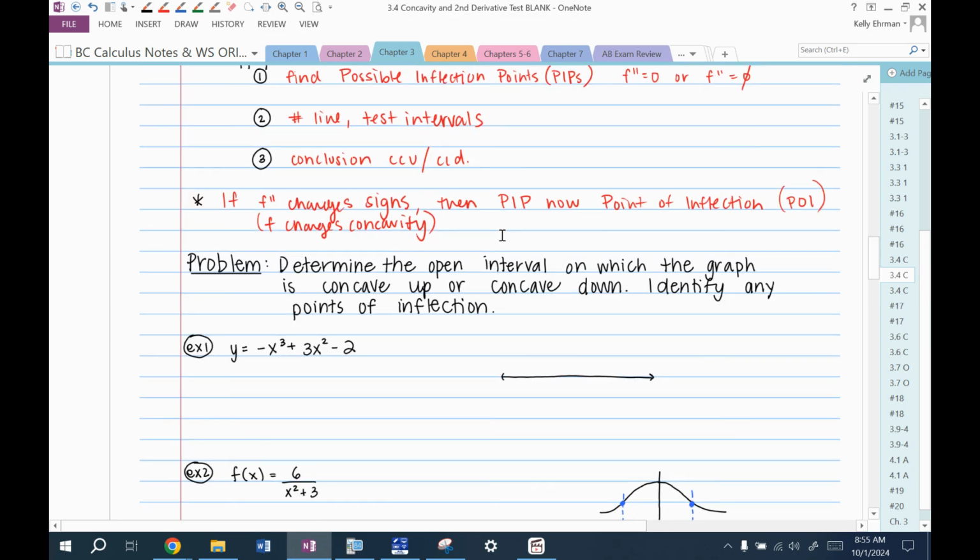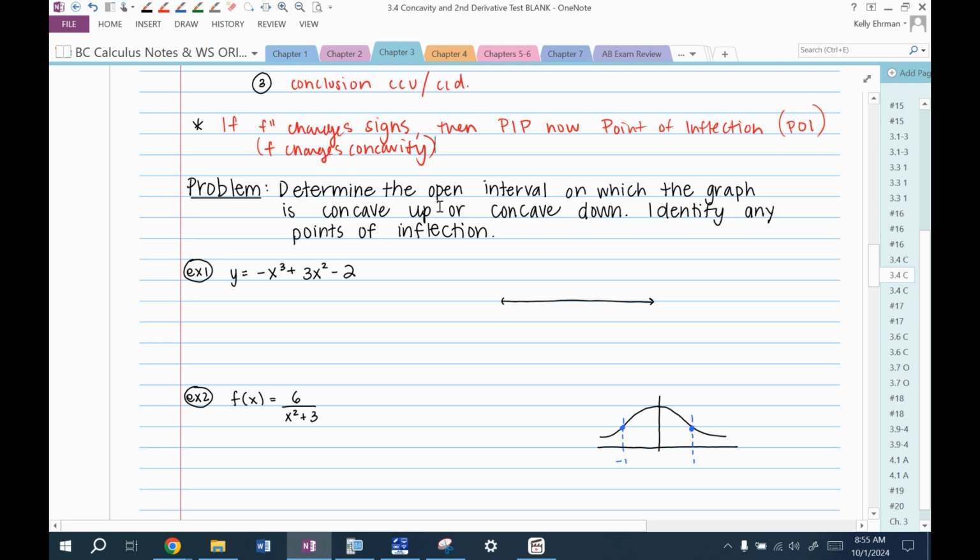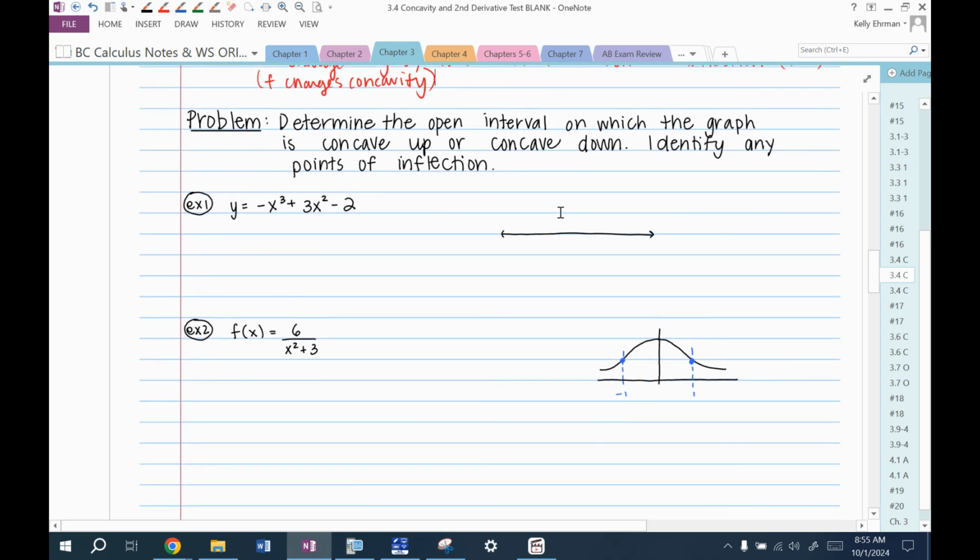All right, so what we're doing here is determining the open intervals on which the graph is concave up or concave down. Identify points of inflection. All right, so here's the original y. So let's find y prime, or dy dx. That would be negative 3x squared plus 6x minus 2. Now we find the second derivative, y double prime, or you could use this notation, d squared y over dx squared. That would be negative 6x plus 6.